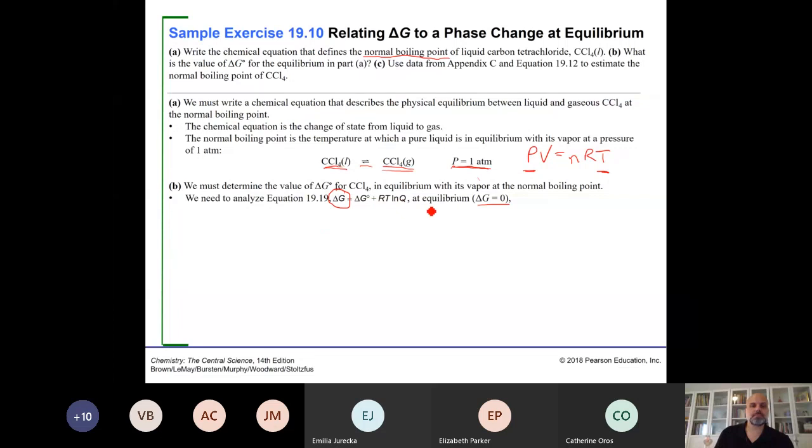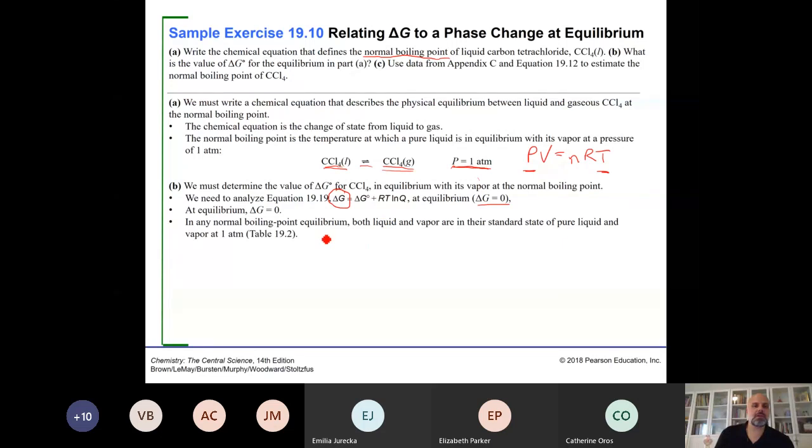And so at any normal boiling point equilibrium, both the liquid and vapor are in their standard states of pure liquid and vapor at 1 atmosphere. Consequently, Q is going to be equal to 1, and the natural log of Q is going to be equal to 0. So therefore, delta G is going to be equal to delta G naught for this process. The question is, how do we know it's equal to 0?